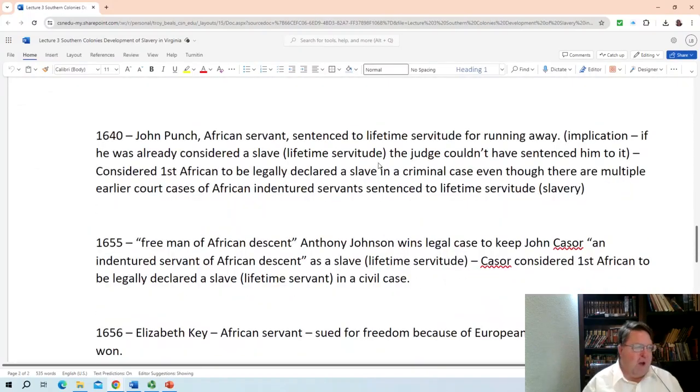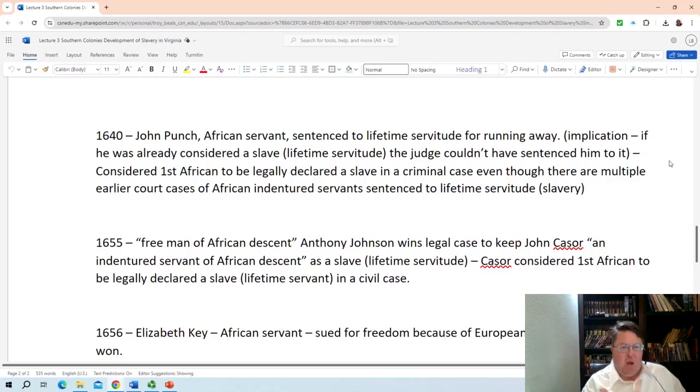John Punch on the legal records is a runaway. While running away, he was also convicted of stealing, a criminal offense. And so that's why, in John Punch's case, he was an African indentured servant.